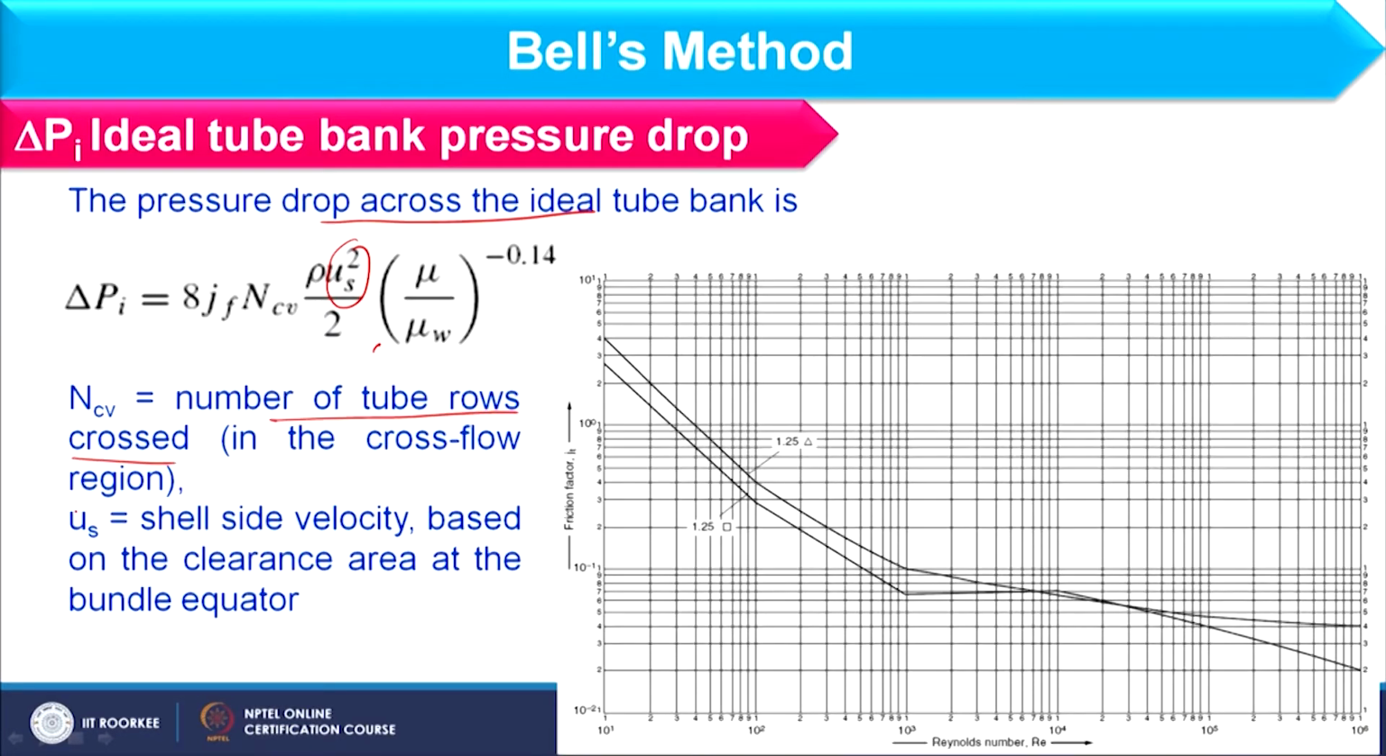And Us, if you see, Us is basically the shell side velocity based on the clearance area at the bundle equator. So, as we have considered velocity in Kern's method, in a similar line we can use velocity here. So, here I have the pressure drop at the ideal tube bank, right. So, let us consider different correction factors into this.